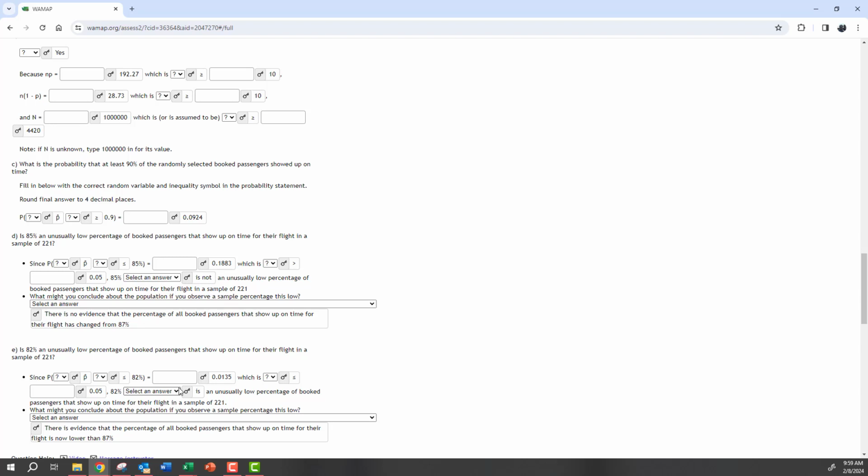If we had tested this for, let's say, 92%, and we also got unusual, then we'd say there is evidence that the percentage of people who show up is now higher than 87, because we were testing with a number that was higher than it. Okay, so those are the basics of how we describe our results.